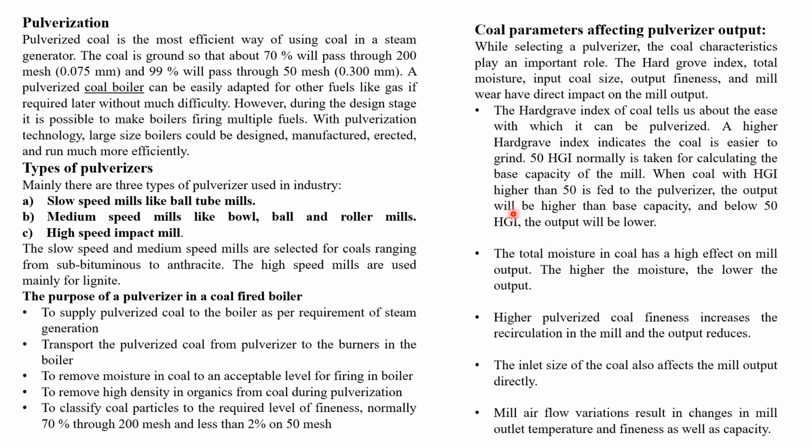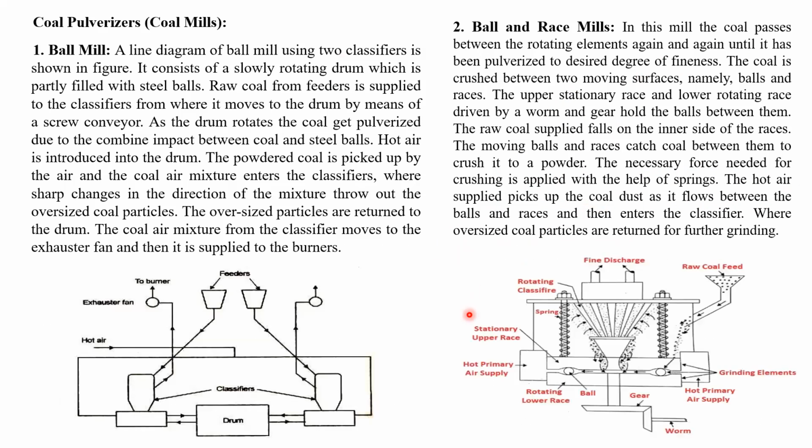When coal with HGI higher than 50 is fed to the pulverizer, the output will be higher than the base capacity, and below 50 HGI the output will be lower because the grindability will be less. Okay. Ball mills we have seen, we have studied this line diagram.